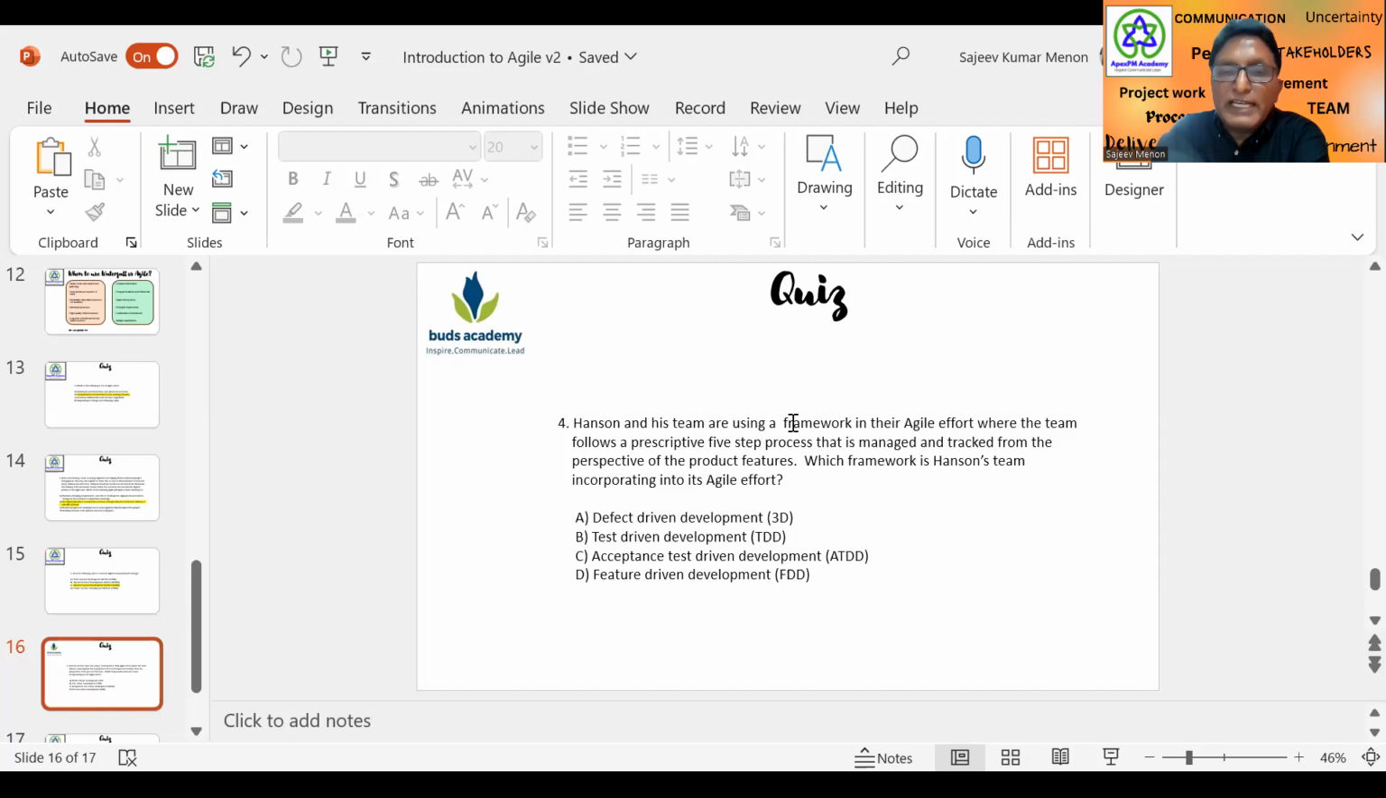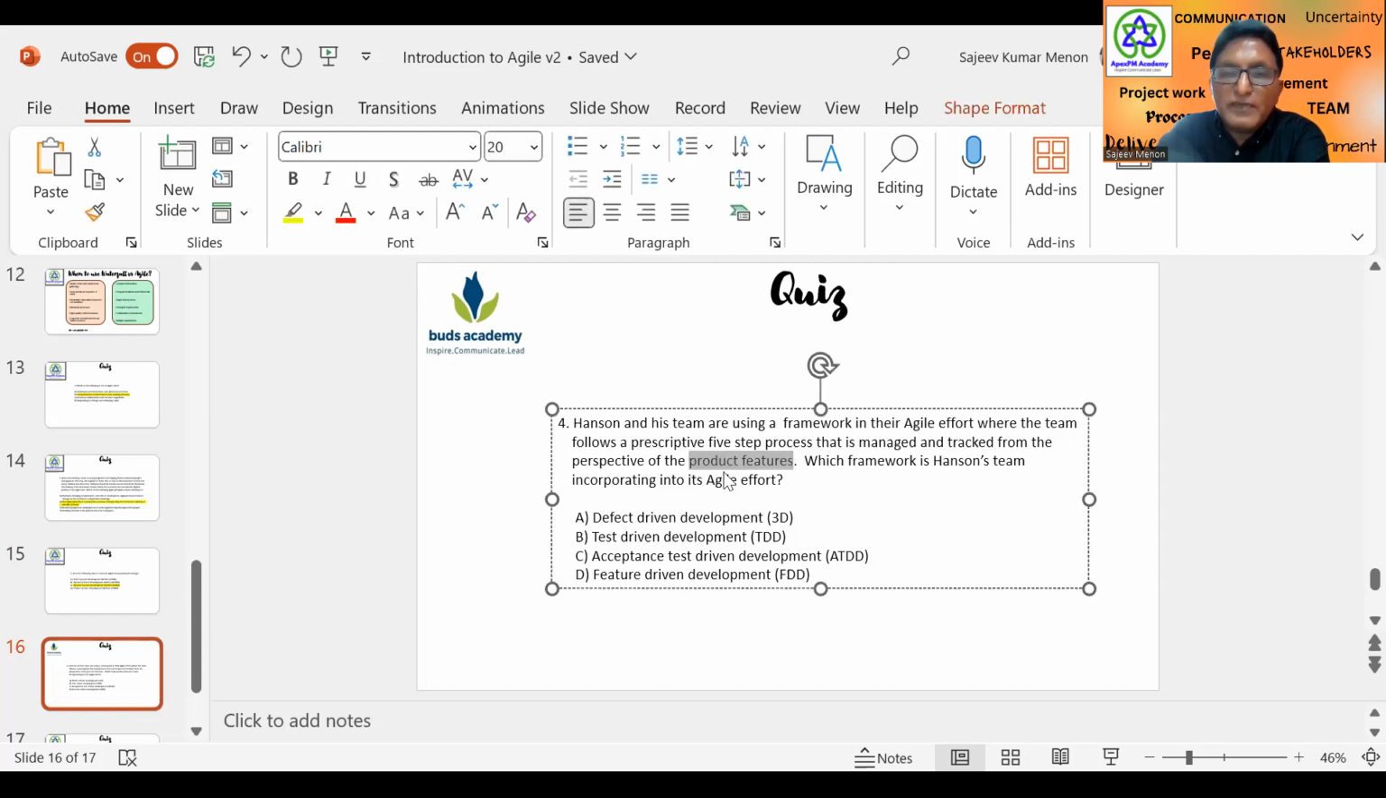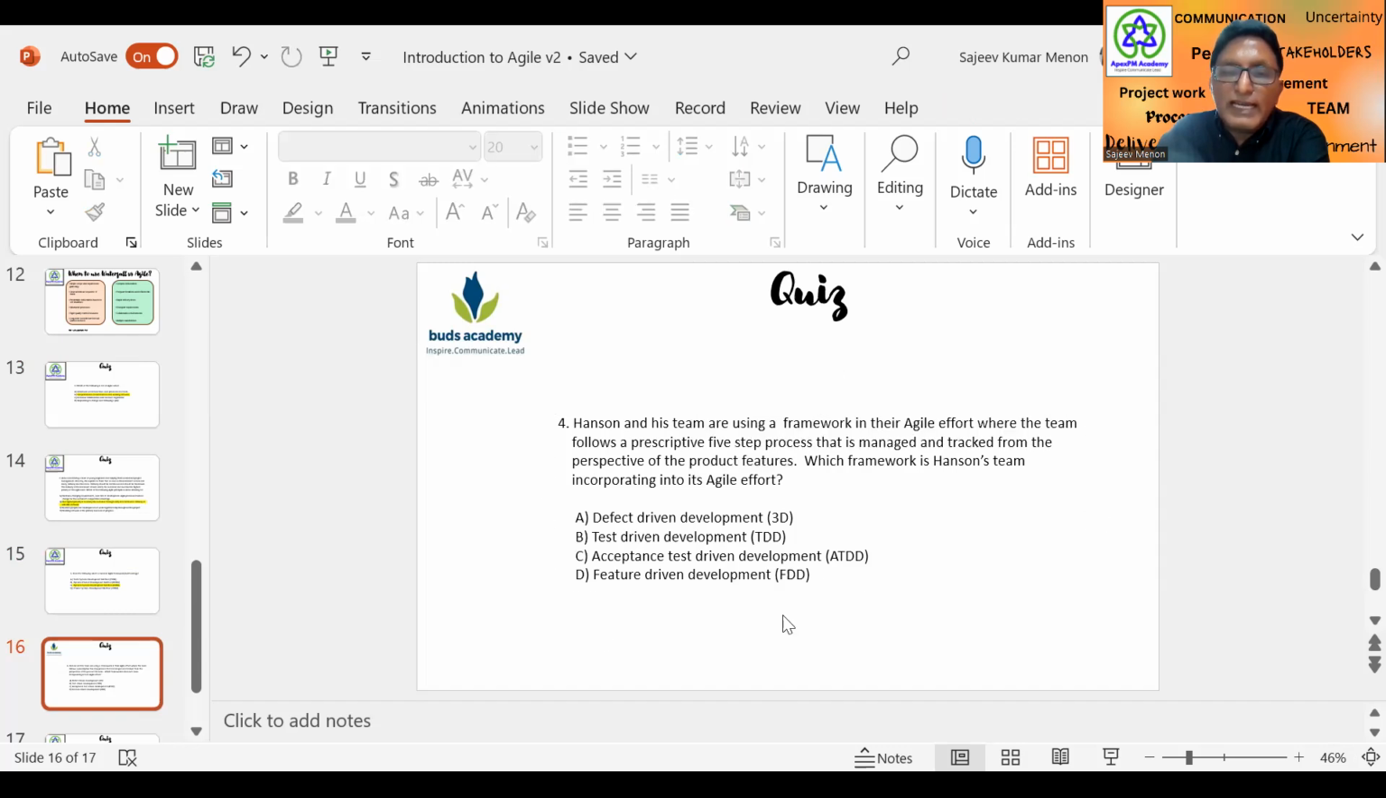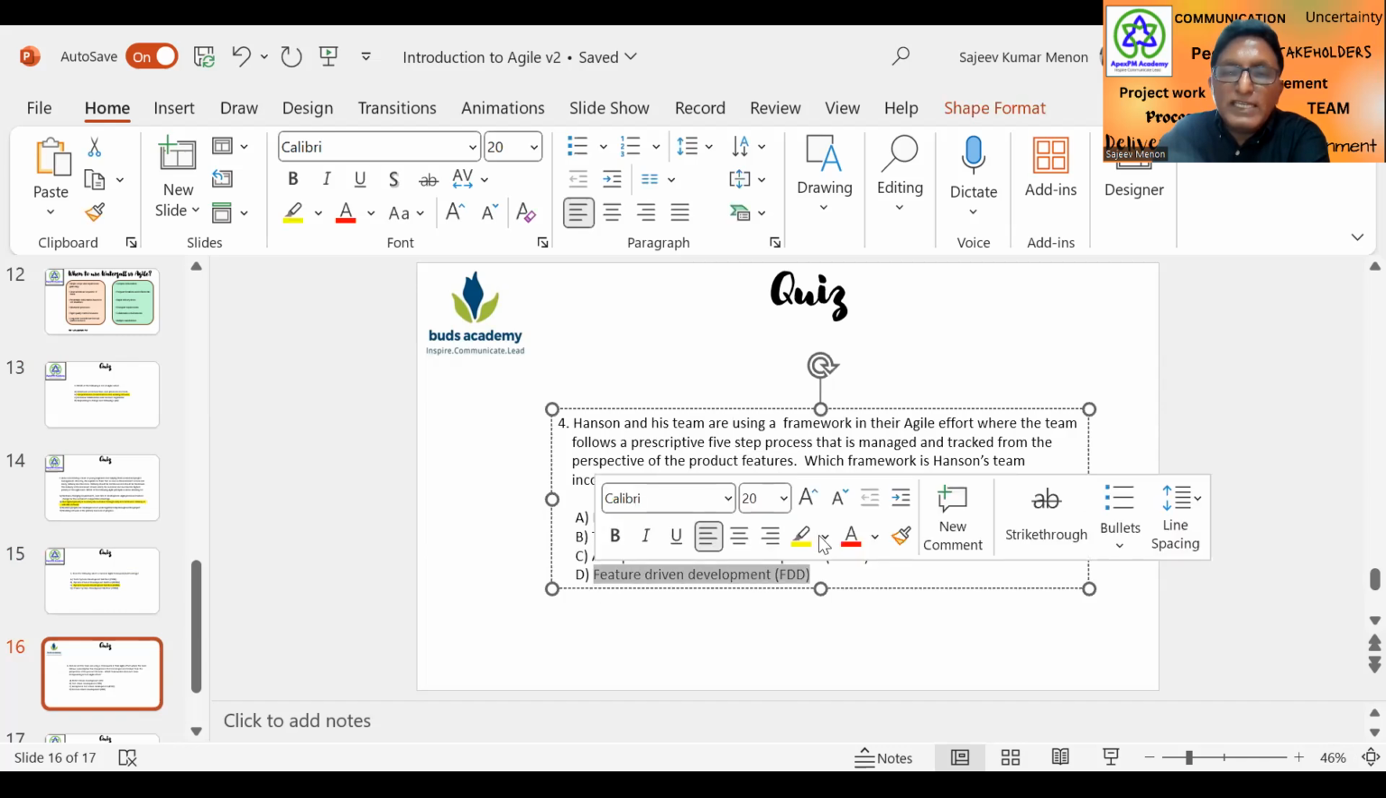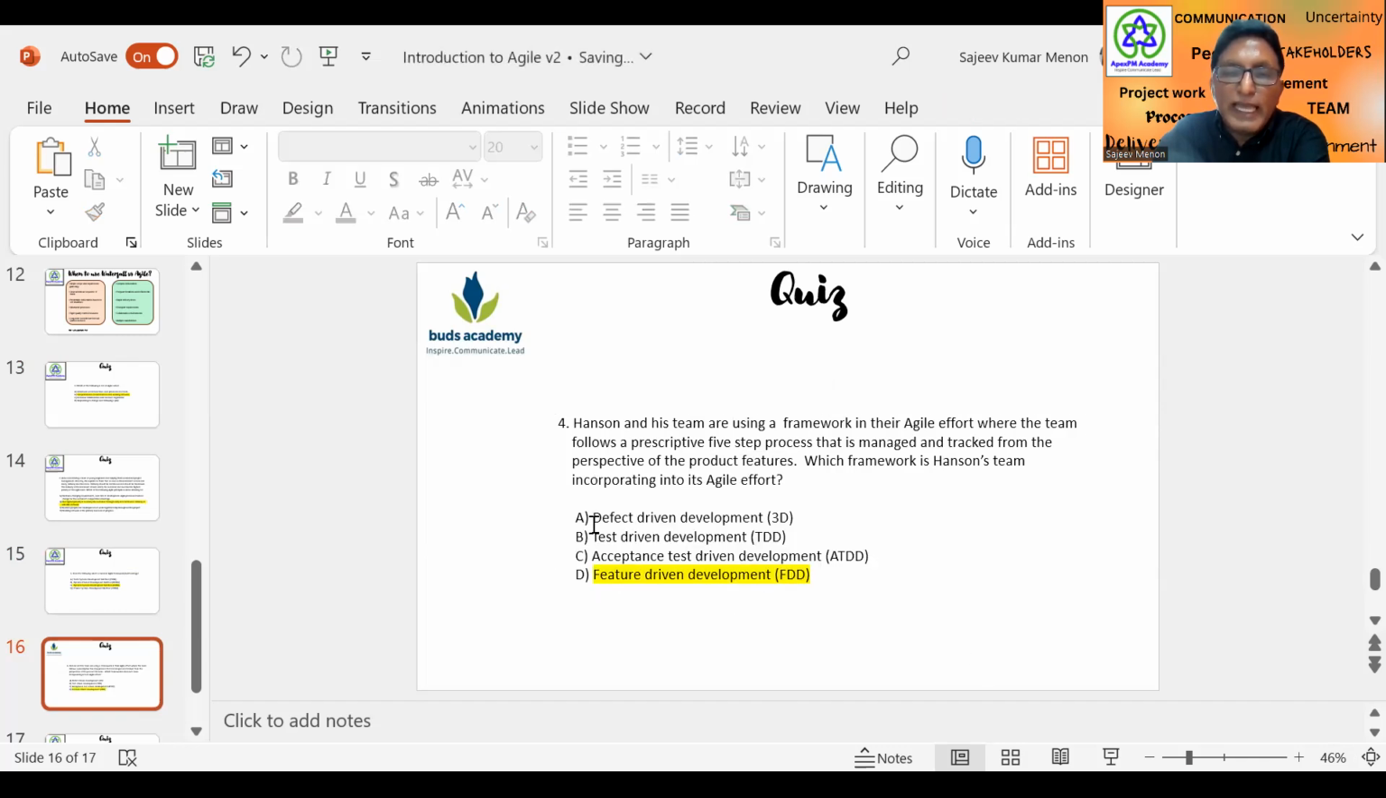So here, if you have read carefully, this is talking about product features. And so the right answer should be feature-driven development. So you can easily strike off A, B, or C because they're talking about different other developments.